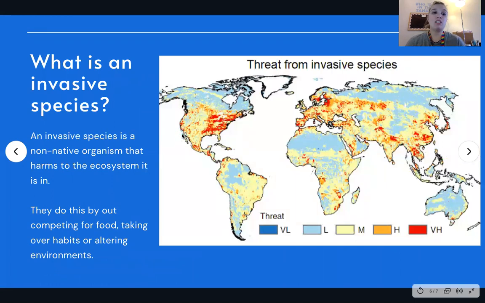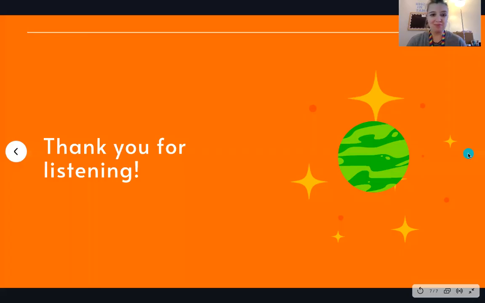So an invasive species is a non-native organism that harms the ecosystem that it's in. They do this by outcompeting for food, taking over habitats, or altering the ecosystem so it's no longer suitable for those native species. In the diagram I have here, this means vulnerable is low, medium, high, and then highly vulnerable. So in the area in which we live, we have a lot of vulnerability to the invasive species. So that's not great.